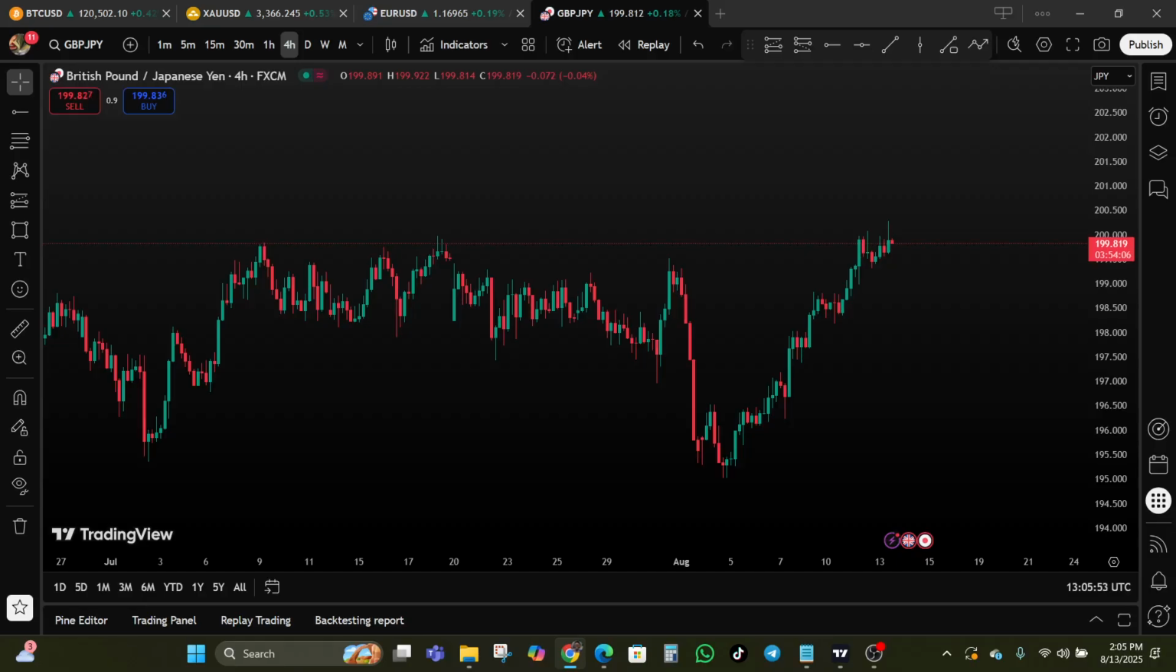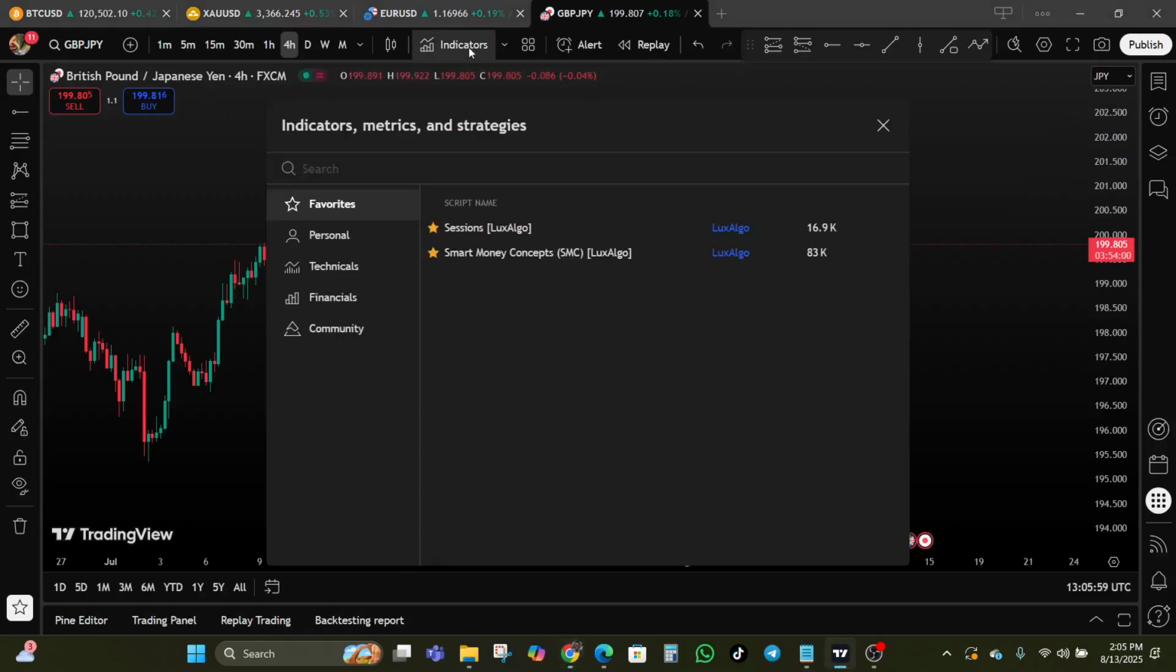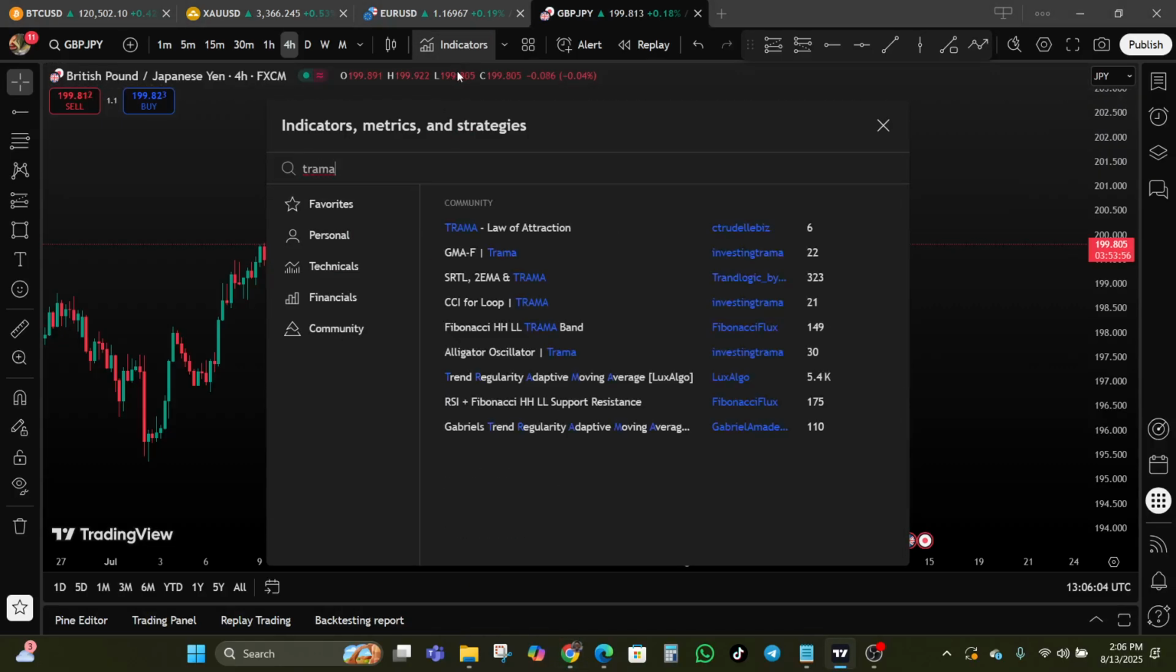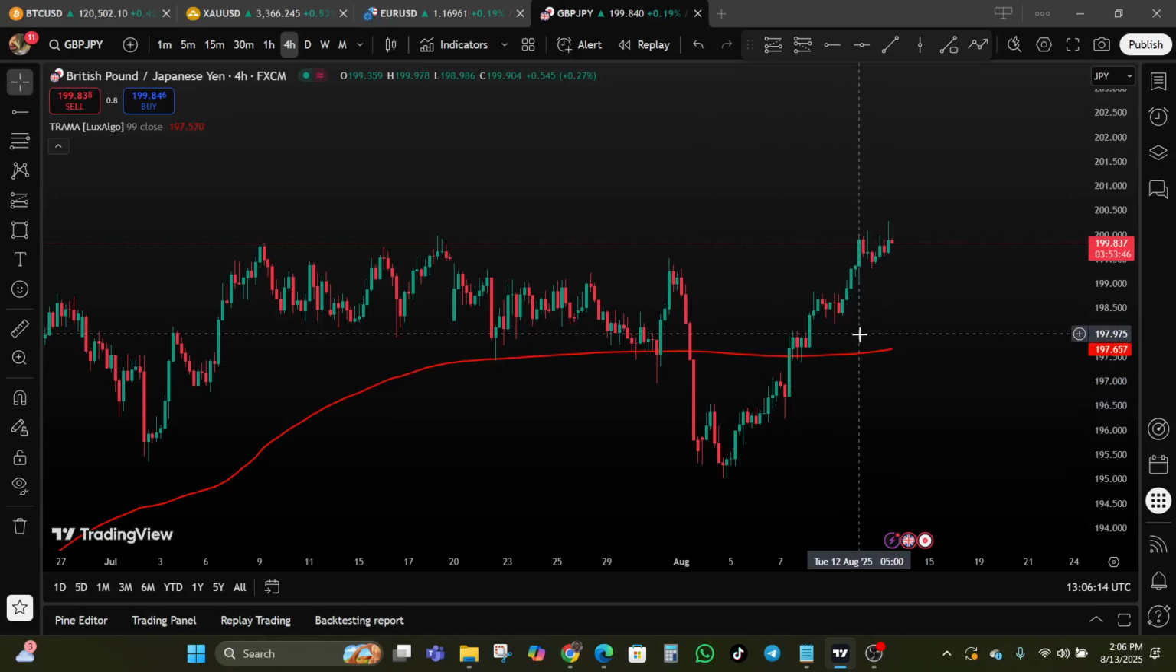We are going to be breaking down the Lux Algo trend regularity adaptive moving average. This is the trend regularity adaptive moving average by Lux Algo. This is the indicator that we are going to be discussing in this video.